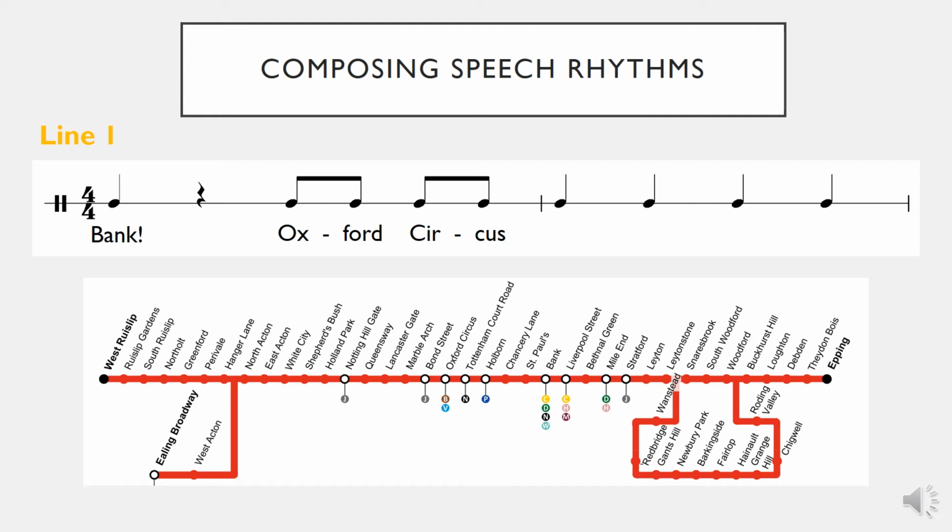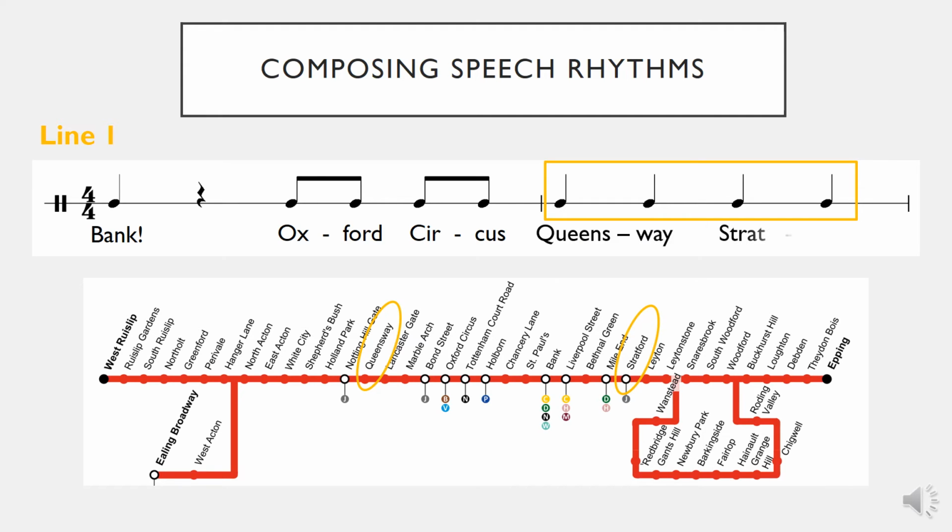Next, we have four crotchets. So do, do, do, do. I don't think I'm going to find four more stations with just one syllable, so perhaps I should look for two with two syllables each. Let's go for Queensway and Stratford. Once we've written these in, like this, our whole line goes Bank, Oxford Circus, Queensway, Stratford. I quite like that.